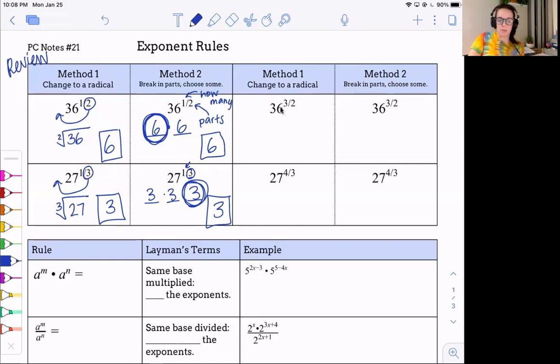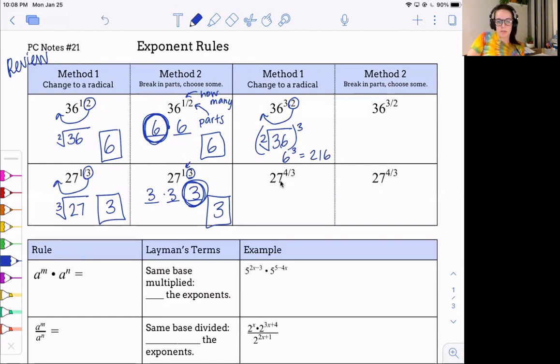So for example, this one here, if we're going to change to a radical, you would take this, move it out in front, and say, okay, square root of 36 to the power of 3, because I still have that 3 there, so that 3 is sticking around. So this would be square root of 36 would be 6 to the power of 3. 6 times 6 times 6, 216, like that.